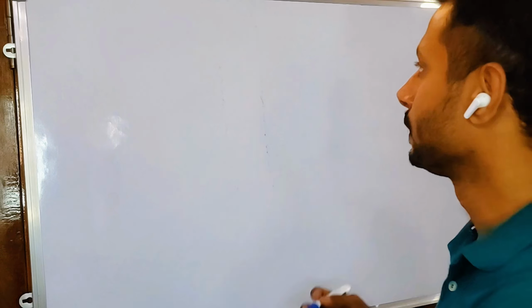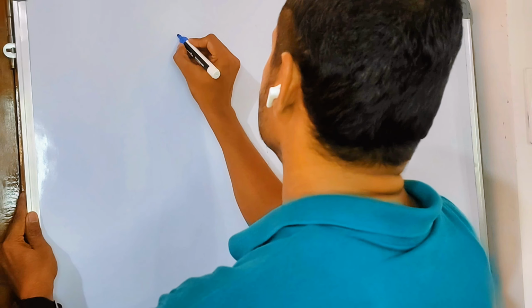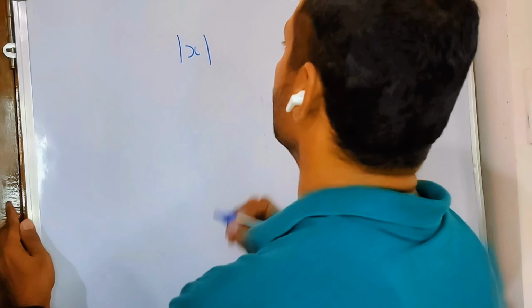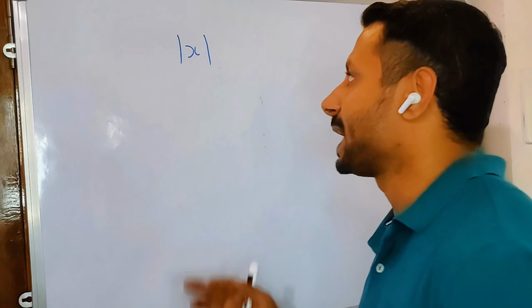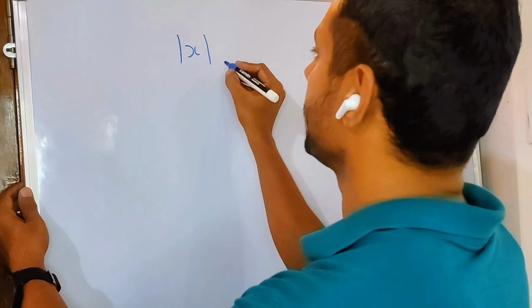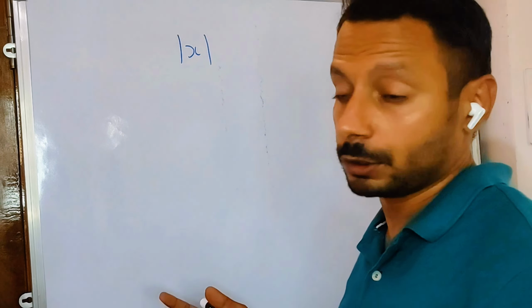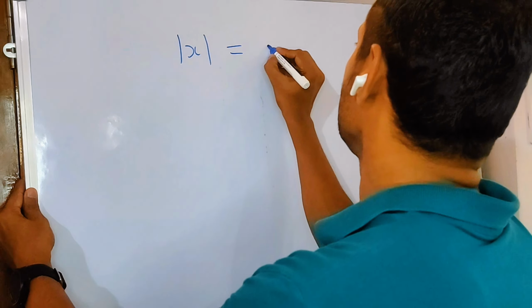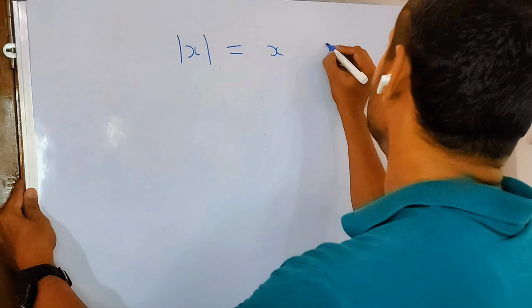Today we'll be learning the concepts of absolute value. So what is absolute value of a number? The absolute value of a number is actually the non-negative value of that particular number, right? So mod of x is called the absolute value of x or modulus of x and is equal to x if x is greater than or equal to 0, and is equal to minus x if x is less than 0.